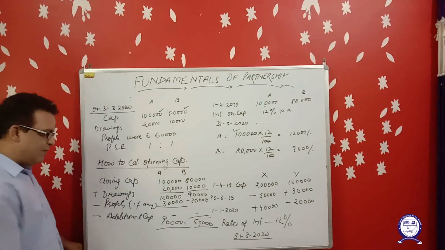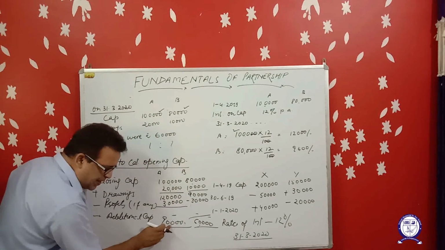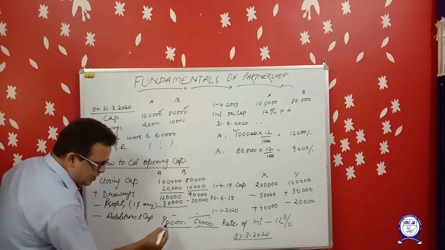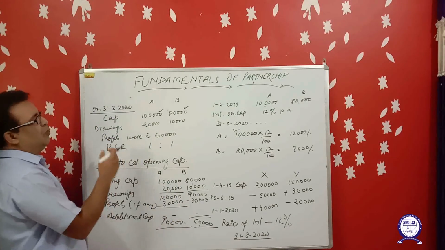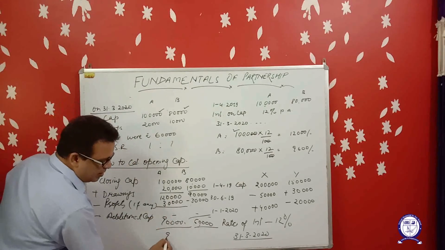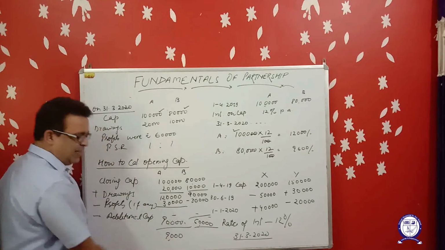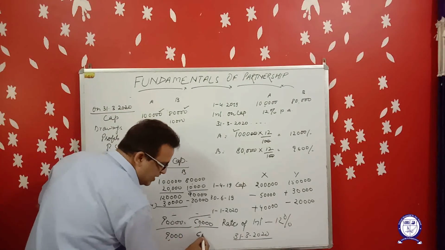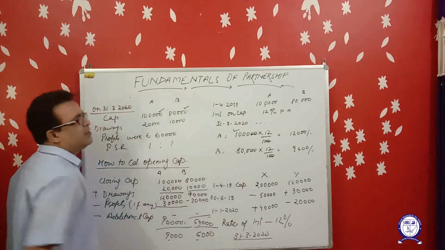Interest on capital will be calculated on the opening balance of capital. So 90,000 into the rate of interest, suppose 10%, the amount of interest will be 9,000, and in this case the amount of interest will be 6,000.